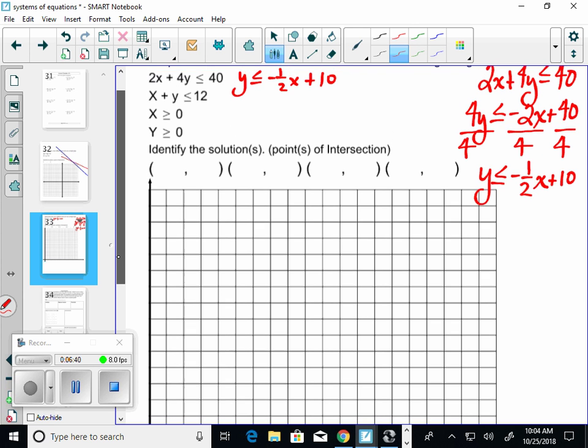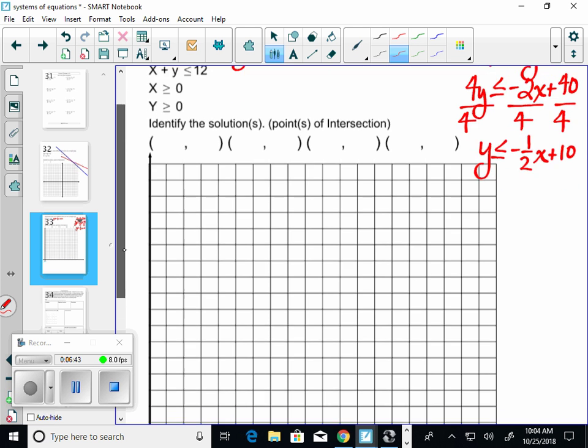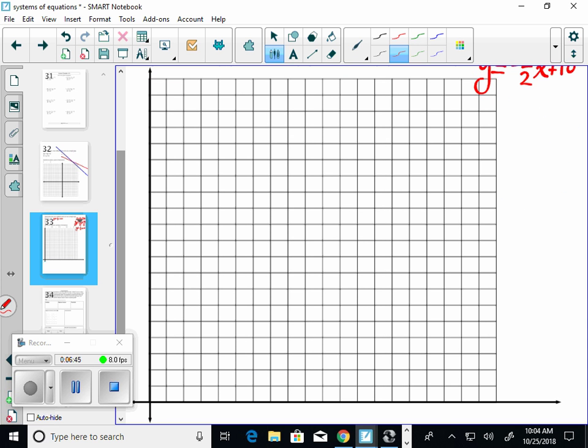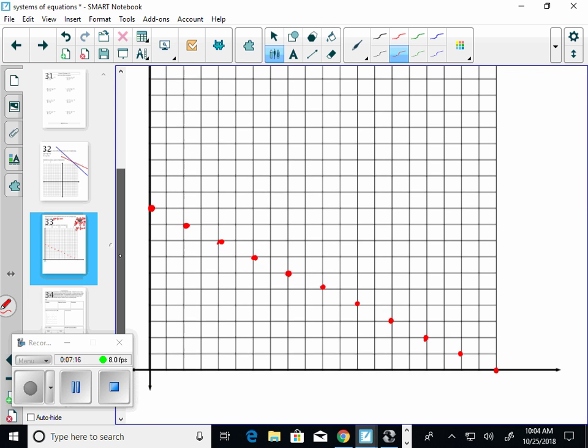Okay, so where do I start? At positive 10. So I'm going to come here to my one quadrant graph, and I'm going up to positive 10. That's my starting point. And then my slope tells me that I go down 1 and over 2, because it's a negative 1/2. And I need to go all the way through. Then grab your straight edge and draw your line.